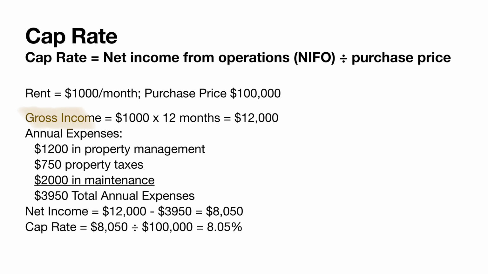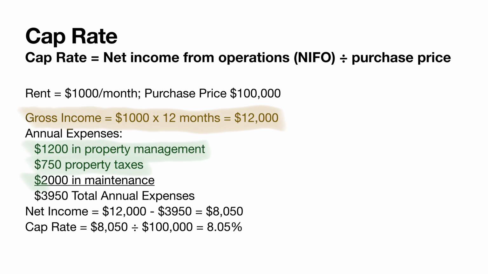So here's how we calculate cap rate. Let's assume that a property earns $1,000 a month in rent. That over 12 months is $12,000, right? Let's also assume that the property manager takes 10%, so that's $1,200 per year.